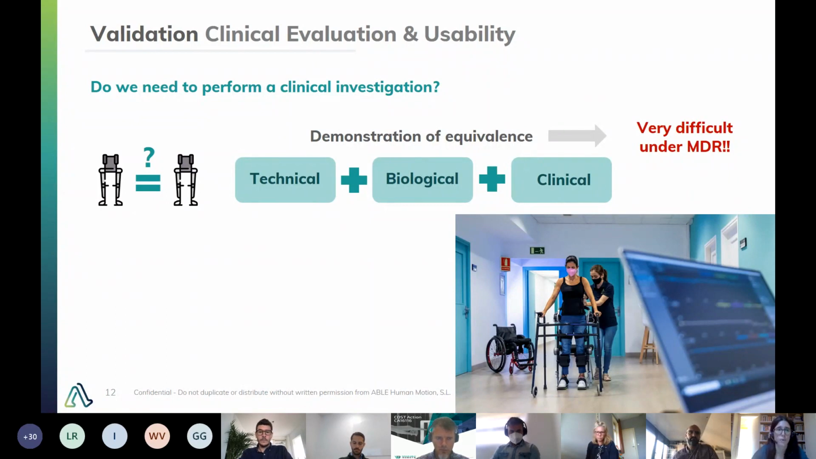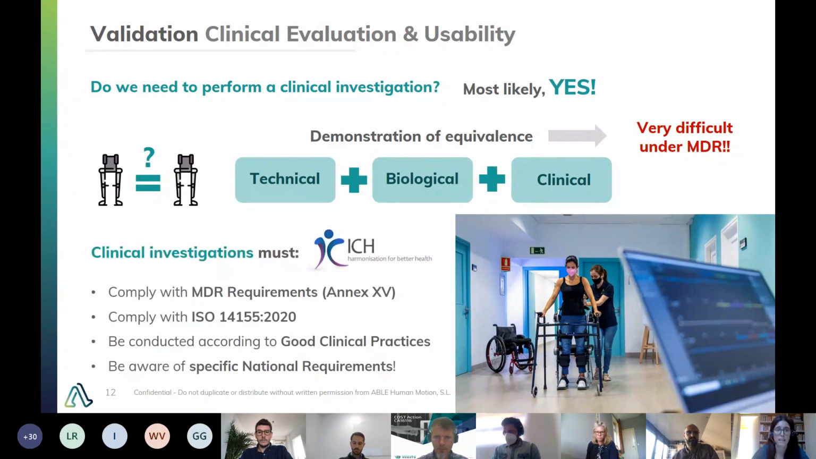So if you are developing an exoskeleton and wonder if you will need to do a clinical investigation, I would say that most likely, yes, you will need to do it. And clinical investigations at the same time need to comply with a set of requirements that are detailed in the MDR. They also have specific standards, such as ISO 14155, and they will obviously need to be conducted according to good clinical practices. All these requirements are mandatory if you want to use this clinical investigation and the data that you produce for the certification of your device. If the clinical investigation is not conducted according to this guidance, then you won't be able to present this information to the notified body because they won't accept it.